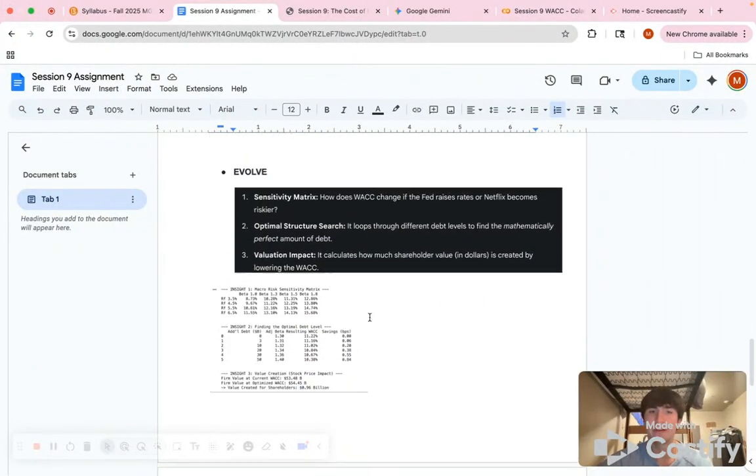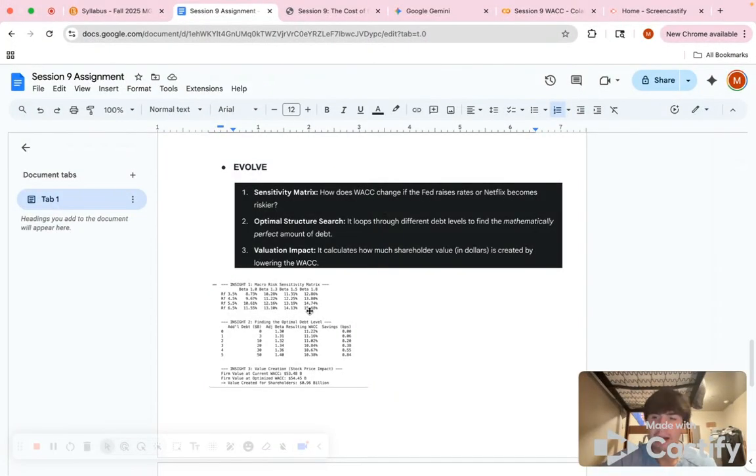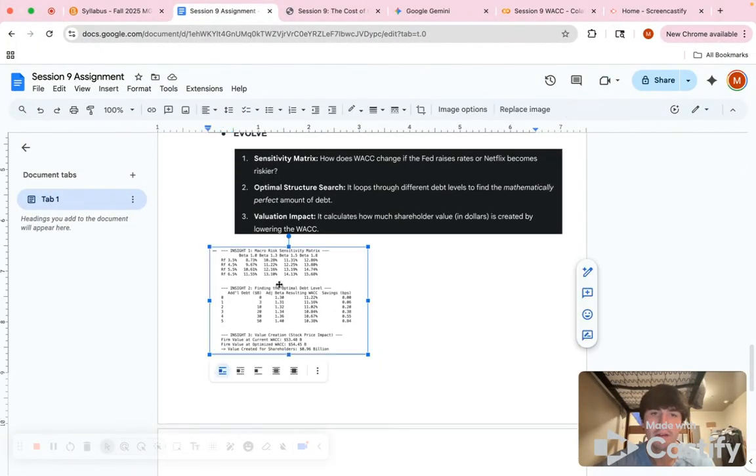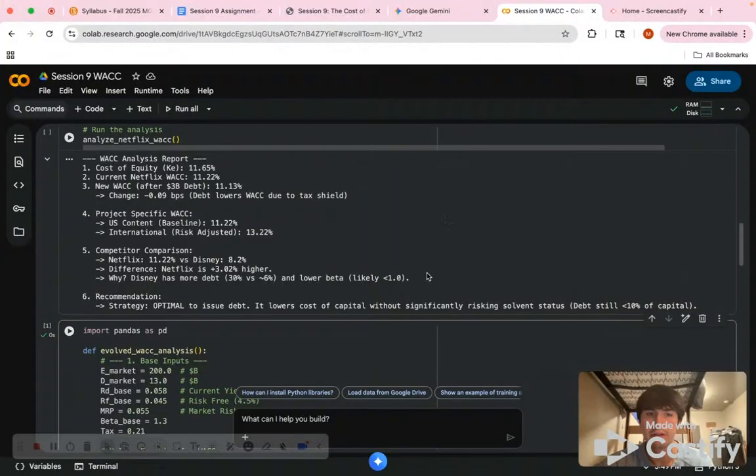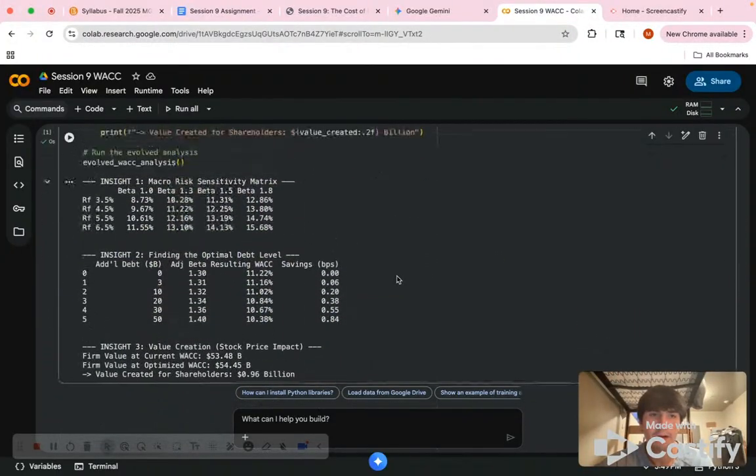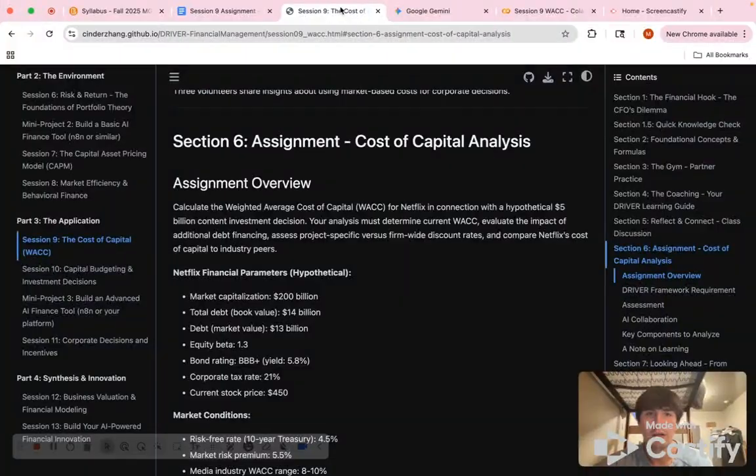And so to evolve this, I asked Gemini to make me a code that could talk about maybe what if the federal rates rose or anything like that, or if people value Netflix or any of these providers differently. So I have this insight right here, but I'll show you this code first. It has this nice piece of information right here.